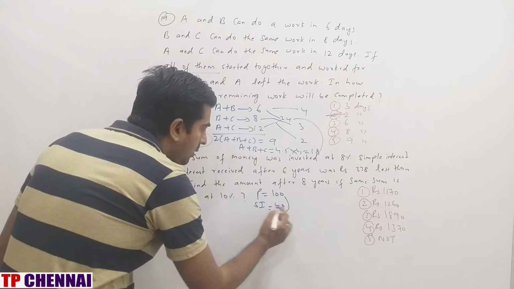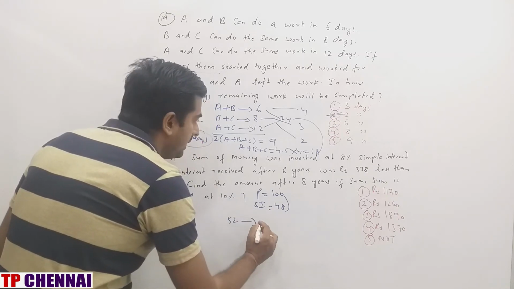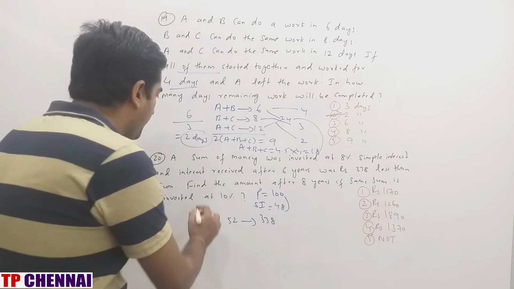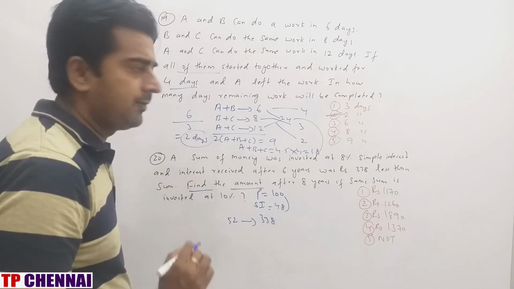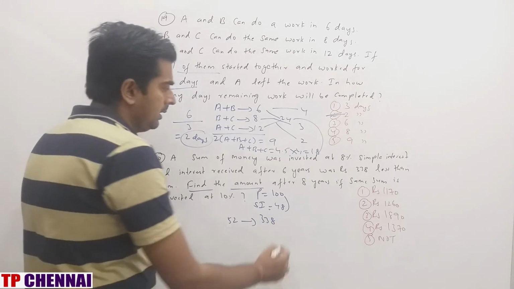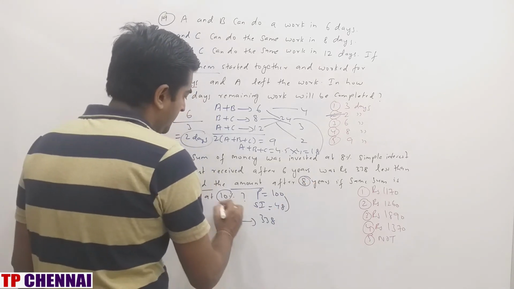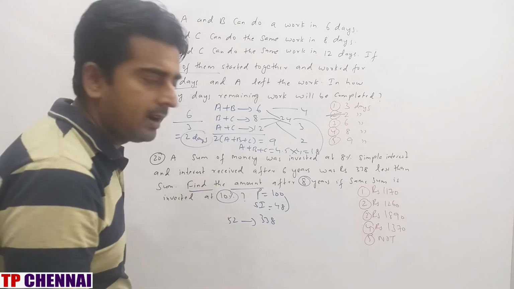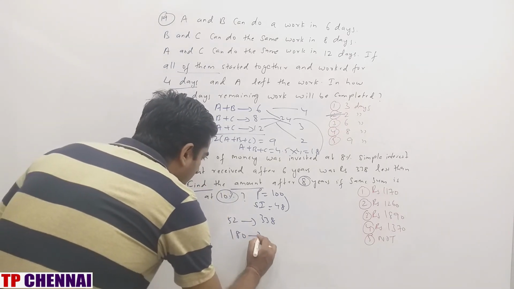They are saying that the interest received after 6 years was rupees 338 less than the sum. That means the difference is 52. And how much have they given you? 338. Now they are saying to find the amount after 8 years if the same sum is invested at 10% per annum SI. So 8 years at 10% per annum is 80% interest. But they are asking for the amount, so we have to add 100. So 180 into 6.5 is how much?